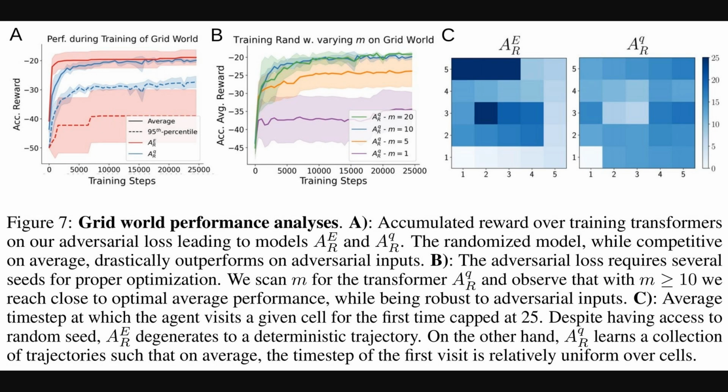Alright, so now let's turn our attention to how this randomization plays out in the grid world exploration task we touched on earlier. These next plots really dig into the performance. Part A shows their randomized model in blue, getting a better accumulated reward, that's its total score, and handling tricky adversarial inputs much better than a standard model. Part B then highlights that using enough random seeds during training, about 10 or more, is key. Finally, Part C shows their model explores the grid much more uniformly, learning diverse paths, unlike a standard model which tends to follow the same predictable route.